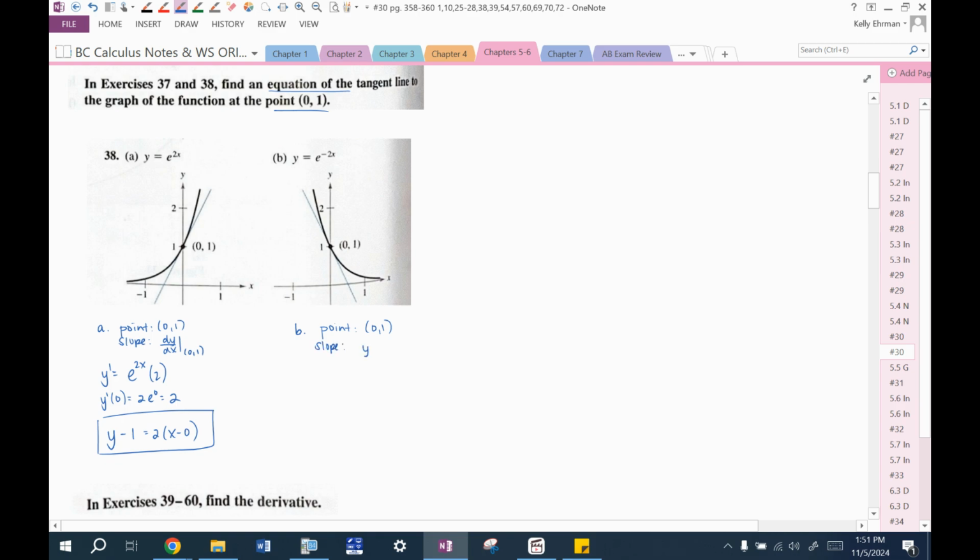The slope is still going to be what's y prime of 0. It's y prime that changes a little bit. It's e to the negative 2x times chain rule, negative 2. So y prime of 0 for this one will be negative 2 times e to the 0, which is negative 2. So y minus 1 equals negative 2 times x minus 0.